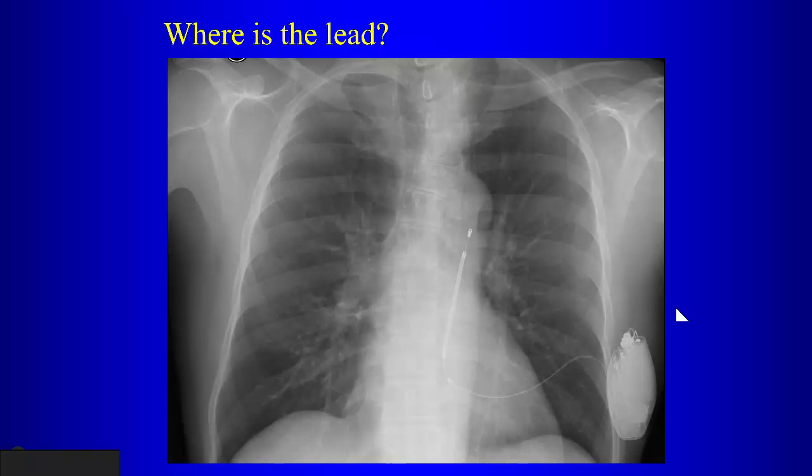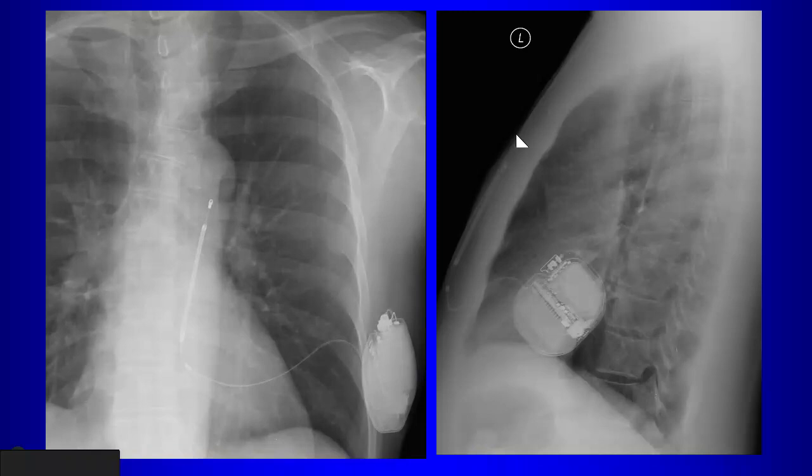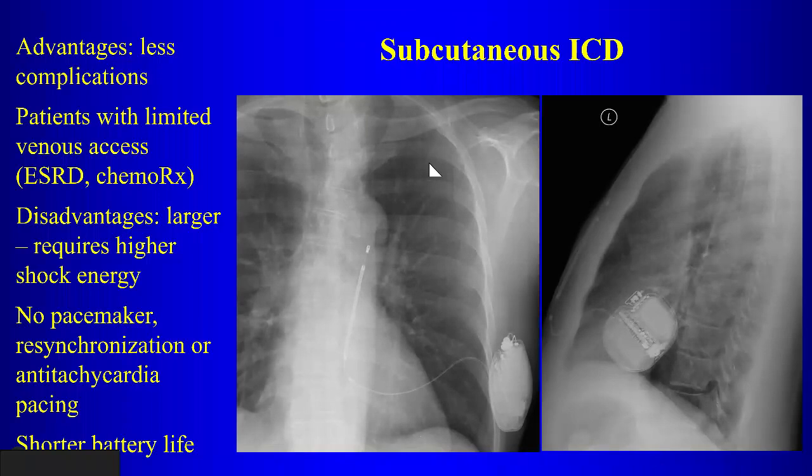Could be subcutaneous. Yeah, so this is a subcutaneous lead, right? So you can see on the lateral view, this is placed subcutaneously. So this device, and we do see these, is a subcutaneous ICD. The advantage is it's easier to place, especially with patients who have limited venous access. If they have end-stage renal disease, they might have sclerotic veins, so you don't have the access.